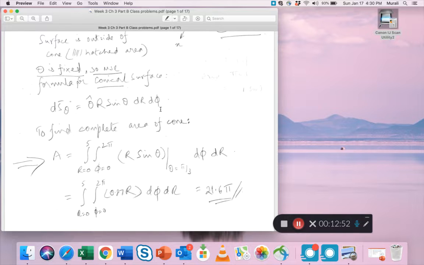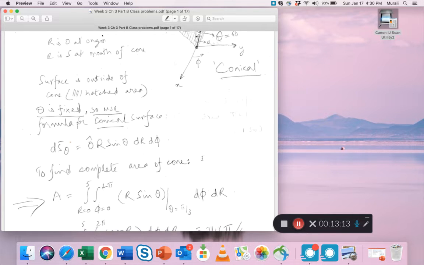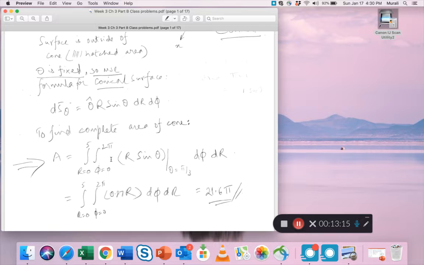Okay. So to find the complete area of the cone, always remember one factor of the three will be a fixed value, and that fixed value is the unit vector, defining which of these surface differential area formulas you're going to pick. Okay, I hope that makes sense. As we do more problems, you may get a better handle.